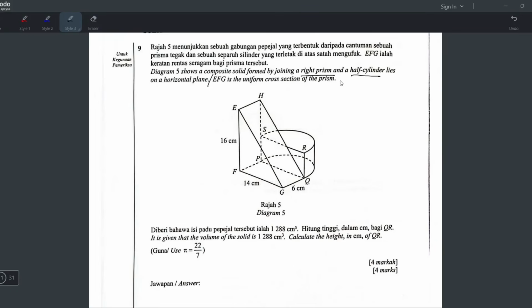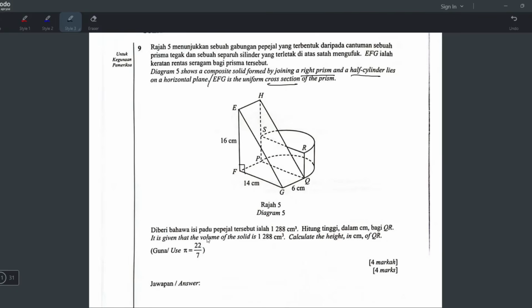Okay, what is right prism? Right prism means this is a right angle triangle. Means the cross section will be right angle, and then you just join them like that. This is what we call a right prism. Okay, so and then a half cylinder. So you can see here it's a half cylinder, lies on horizontal plane. EFG is the uniform cross section of the prism. So yeah, EFG is the right angle triangle. That's the uniform cross section of the prism.